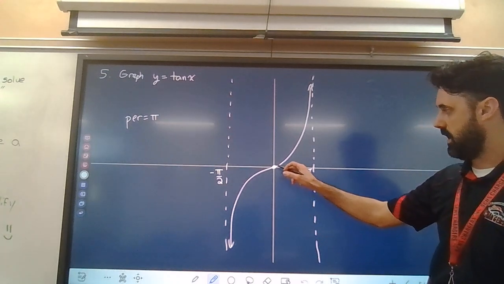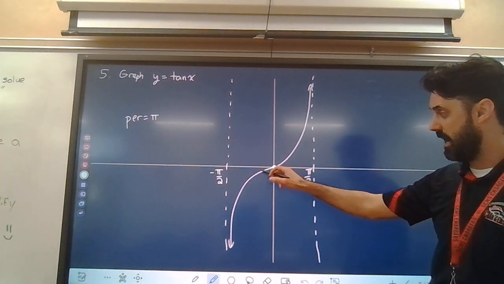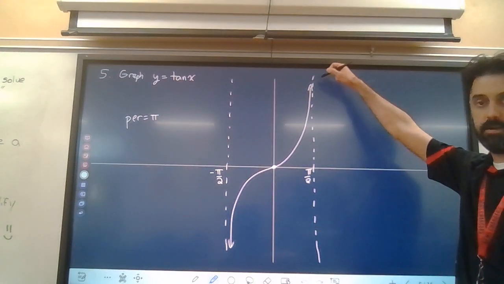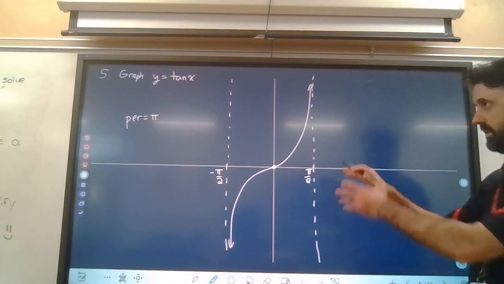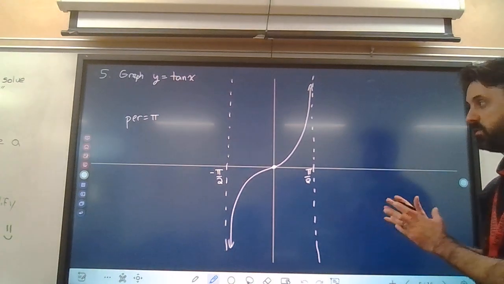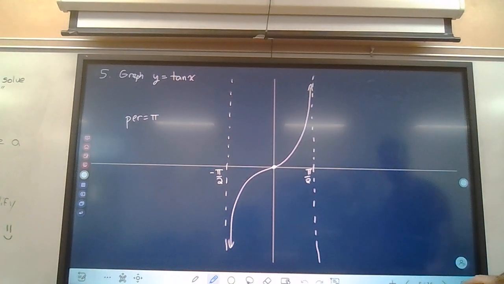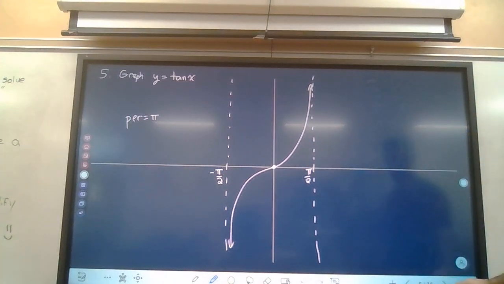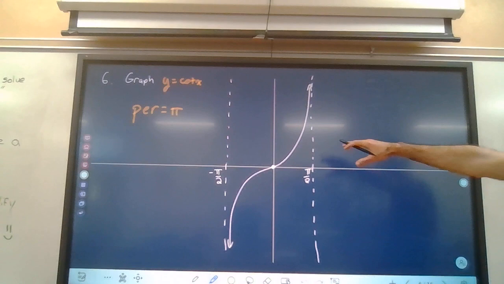All right, and then the rest of this is just pure memorization. I know that to the left, it's going to be moving down, and it's going to be concave down. And to the right, it's moving up, and it's concave up. All right, so again, this one is probably more just pure memorization. Cotangent is the trickiest one, I think, for most people.